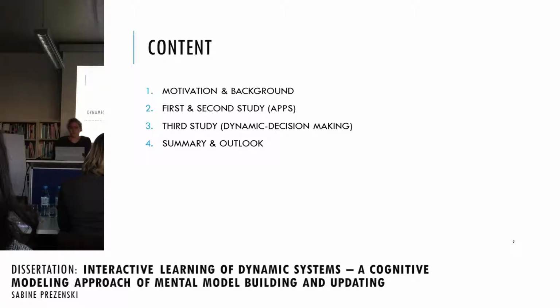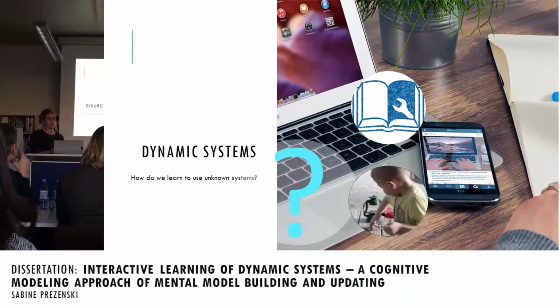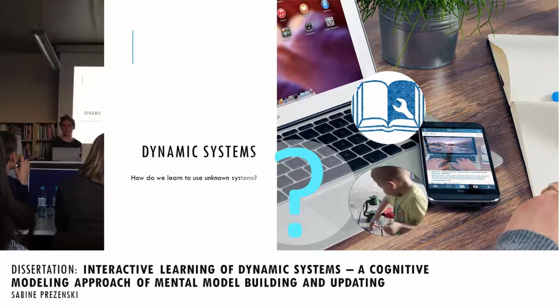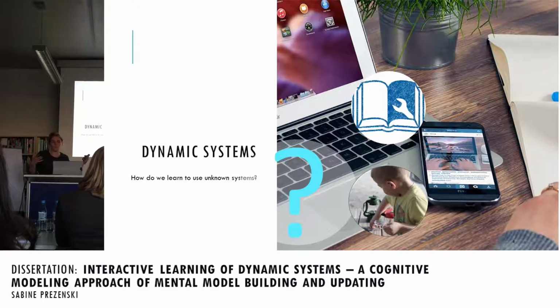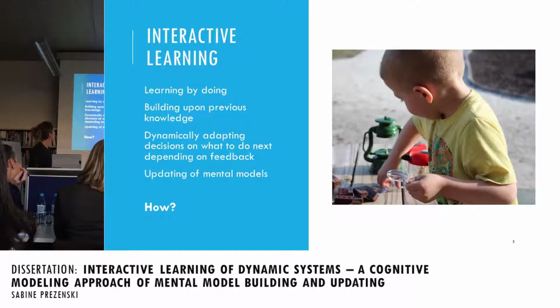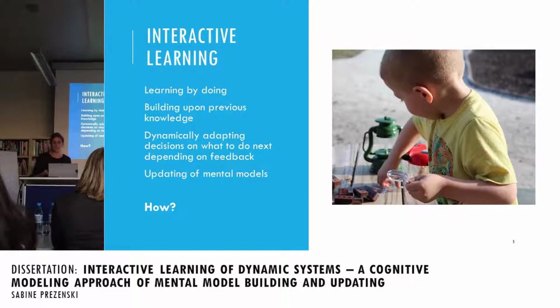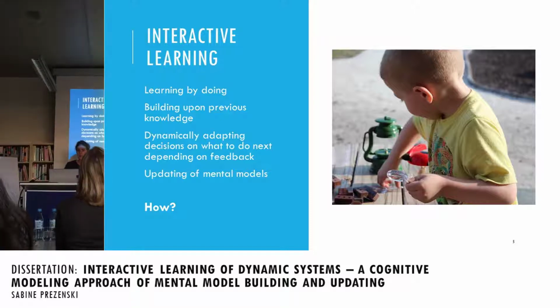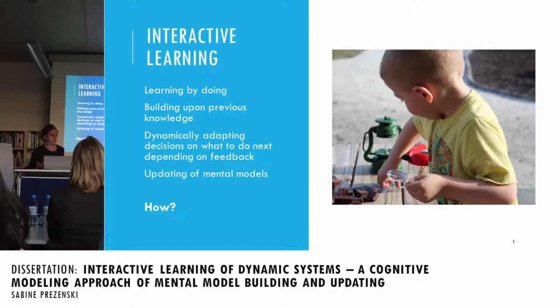Change. So if you have a new app, how do we know how to use it? How do we learn to use unknown systems? Is it that we read a manual, or is it just learning by doing? Do we just try it out? So what is interactive learning? It's learning by doing. We build upon our previous knowledge that we have acquired with other similar systems. We dynamically adapt our decisions on what to do next depending on feedback, and we update our mental model.